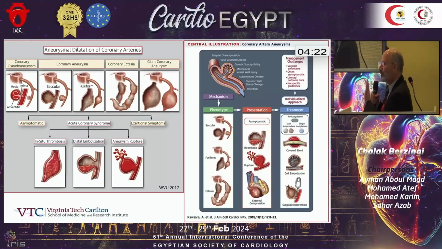So the first thing is to reestablish flow. If you can establish TIMI 3 flow, everything else can be taken care of later. There is no rush in doing anything at the time. So there are various ways in interventional cardiology to approach these patients.